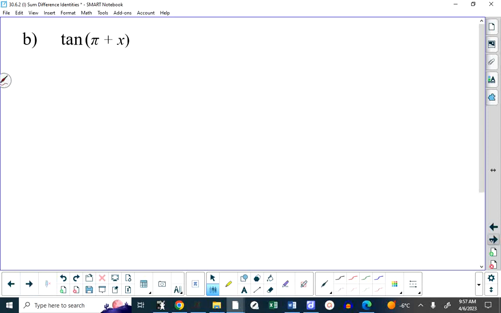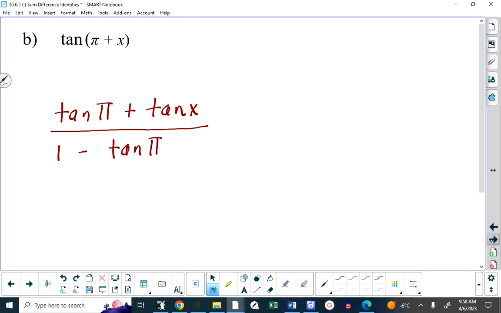What is tan of pi plus x? Okay. I think I got this one for the identity. It's tan of pi plus tan of x over 1 minus tan of pi tan of x. Yes? Did I get it? And the only reason I got it is we just had the same identity in the previous question. So what is tan of pi?